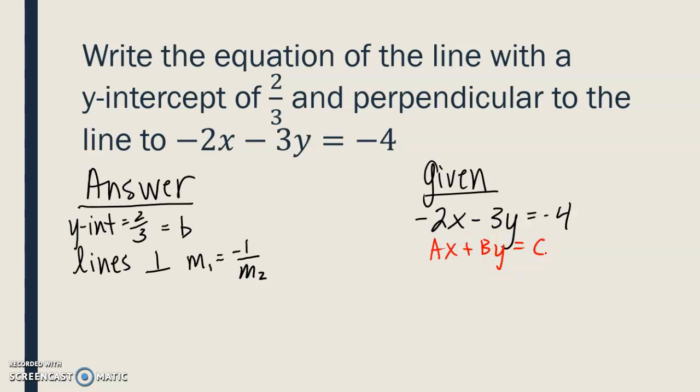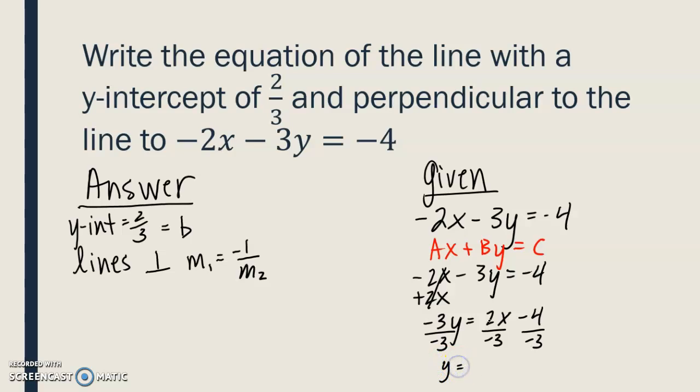From standard form, I can't just directly pick out my slope. Remember, we had to solve that equation for y. I'm going to add 2x to both sides, so I get 2x minus 4. I'm going to divide both sides by -3, and I like to write every single term divided by -3. Positive 2 divided by -3 stays as -2/3. -4 divided by -3 is positive 4/3. Now that it's in slope-intercept form, I can easily determine that the slope is -2/3.